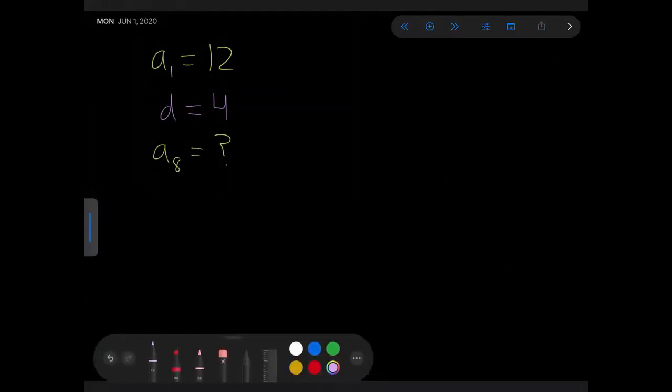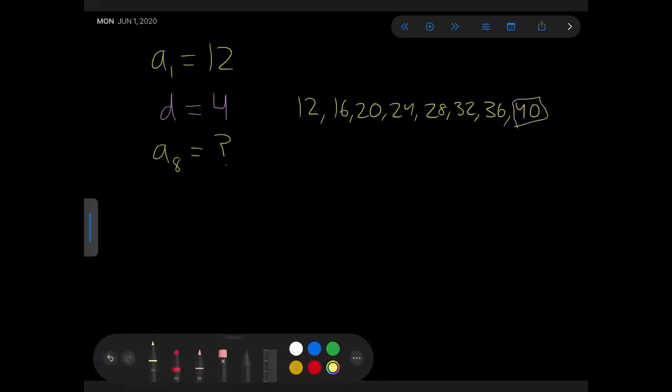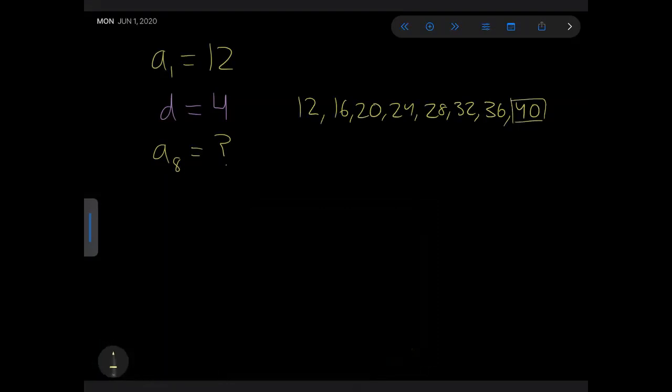Well, one way we can solve this is we can list everything out, right? We can just say 12, 16, 20, 24, 28, 32, 36, and 40. And we'll say the 8th term is 40. But this isn't exactly a satisfying answer. We just list these things out. What if they ask for like the 1000th term or something? What we're going to do is find a more mathematical way to answer this question instead of just listing everything out.